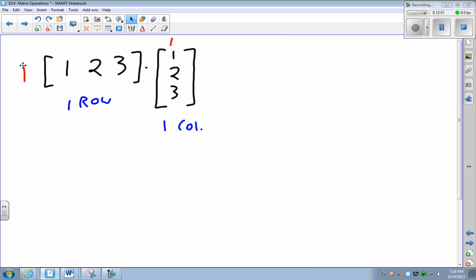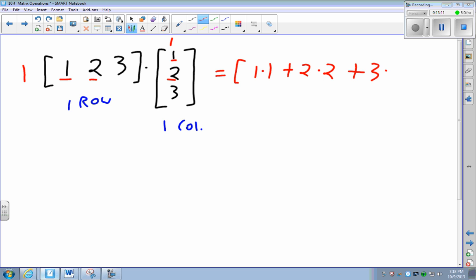So let's go ahead and try this. This is going to be equal to 1 times 1 plus 2 times 2, right? So first we start with this 1 times 1. I could have 2 times 2. Now, 3 times 3. Okay.